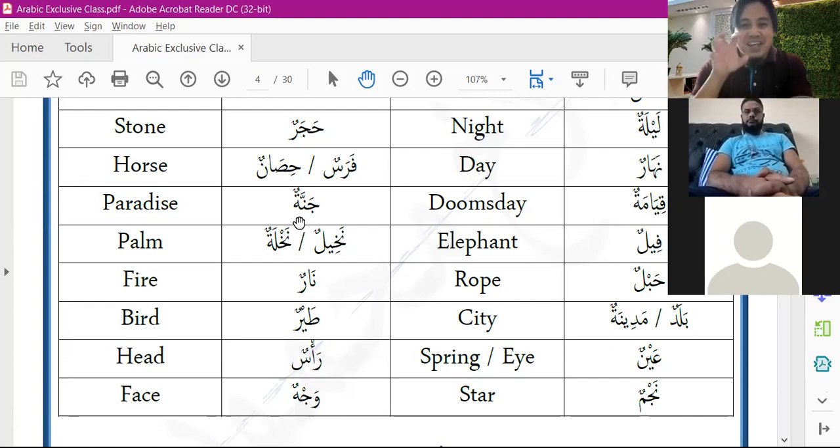But nowadays we have that apparatus to see what is inside, right? So that's jannatun. All right. Nakhilun. We can say nakhil, or we can say also nakhlatun. That means palm. Okay, nakhilun or nakhlatun.